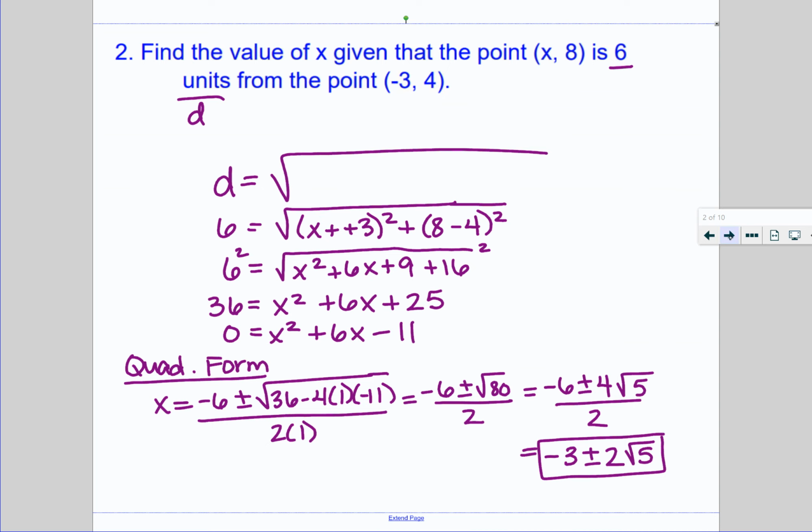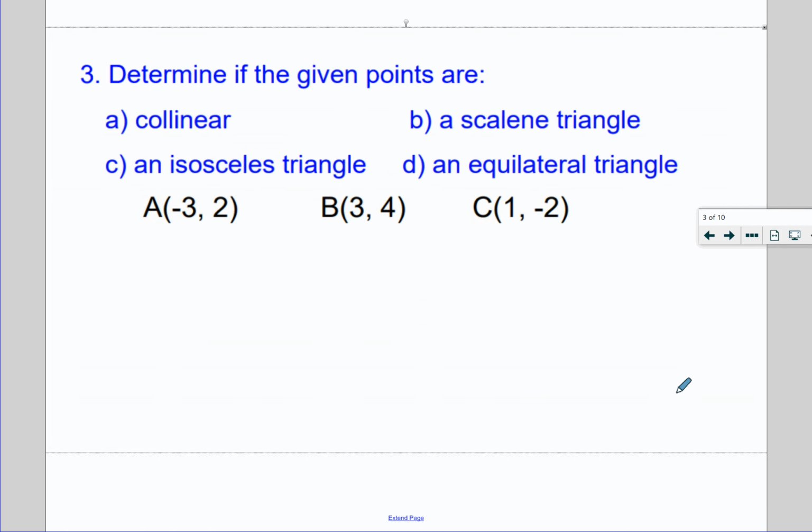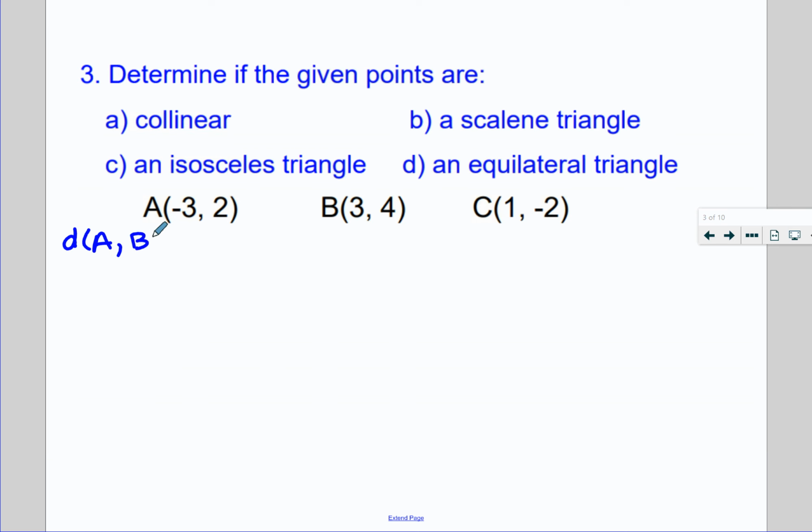Okay. Number 3, determine if the given points are one of the following: collinear, which means they make a line, or they make a triangle. And if they make a triangle, is it scalene, isosceles, or equilateral? To answer any of those questions, it's the same work. We need to find the distance between every set of points. The distance between A and B, the distance between B and C, and the distance between A and C. And then once we have those answers, we'll be able to compare them, okay?